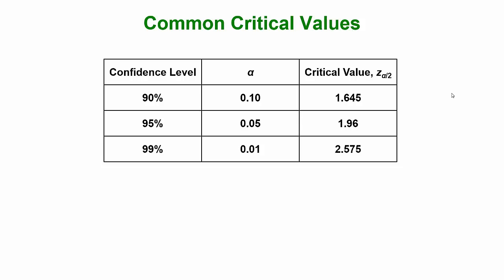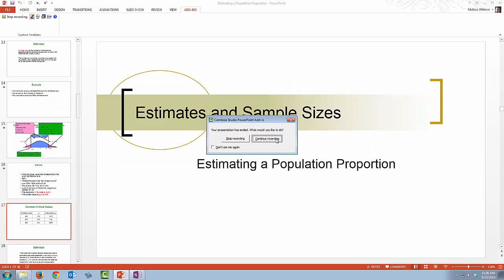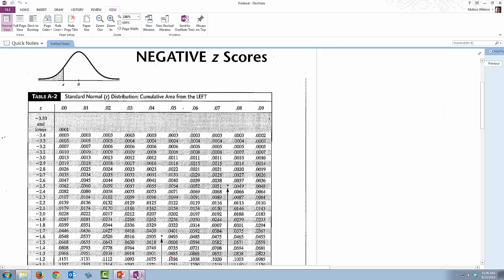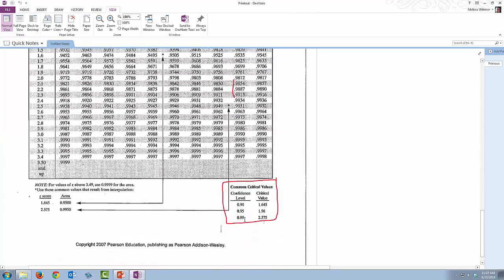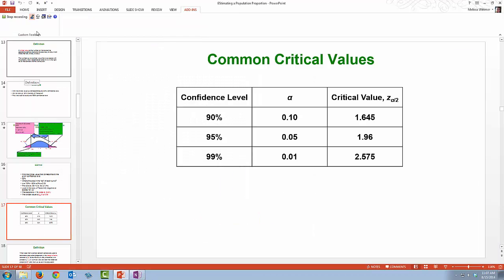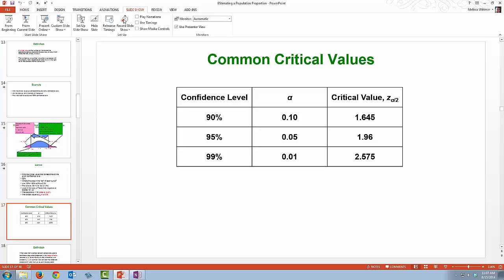Let's take a look at table A2 to see where these common critical values are located. If you look at the bottom of the positive z-scores, you will see common critical values located down here on the bottom right. These are confidence levels 0.90, 0.95, 0.99 with the common critical value for those. So let's go back to our examples in the lesson.